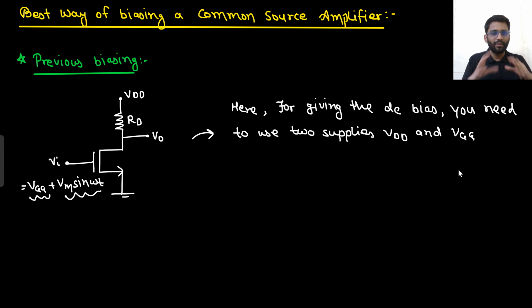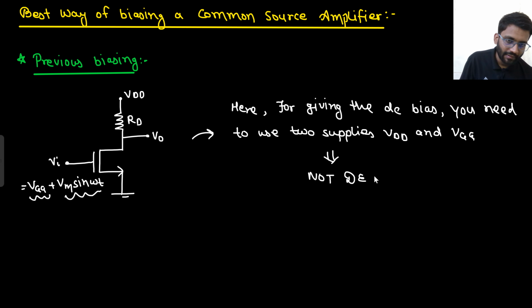When I am designing a chip, I will have only one supply, that is VDD. I will not have a separate VGG. I can make VGG from VDD. How will I make VGG from VDD? By a potential divider. That's it. So two supplies are not desirable. I will use only one supply.